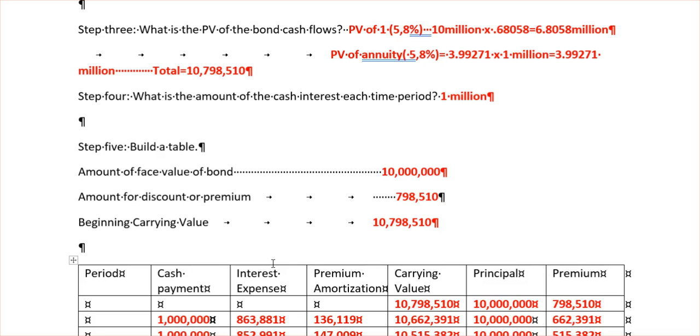And so with this, like with a discount, interest expense is going to be proportionate to beginning carrying value. And I'd say, what is that fraction going to be? And you probably don't even have to make a calculation. We don't have to put 863,881 divided by 10,798,510 because we know from algebra it's going to be 8%.